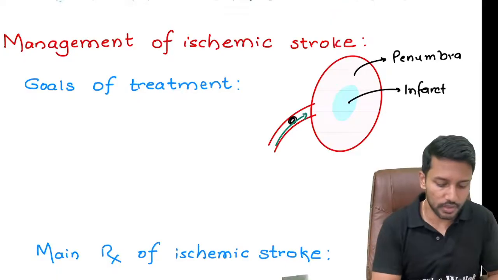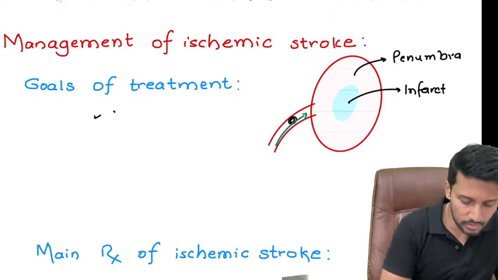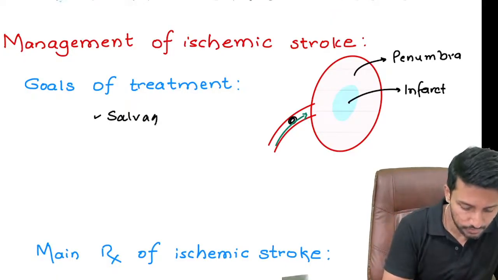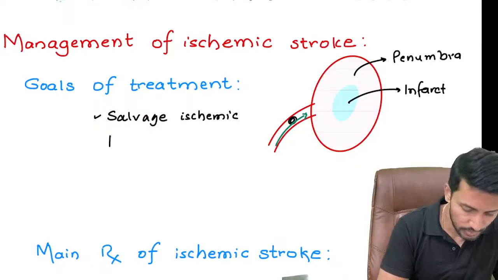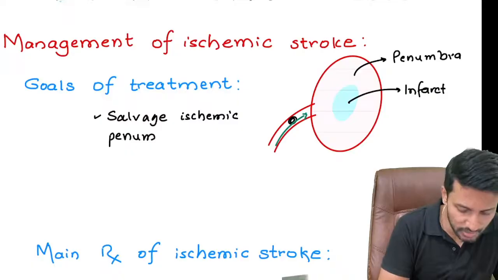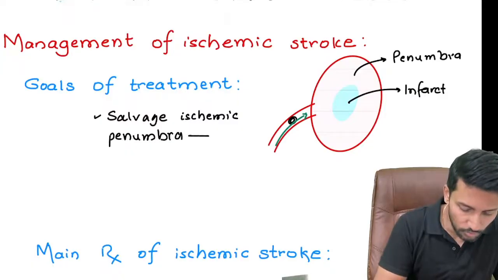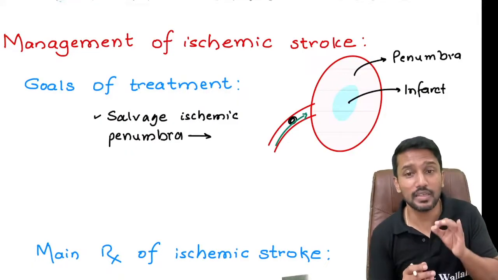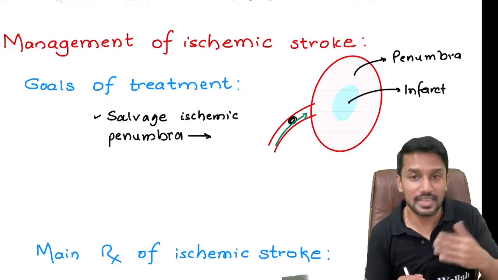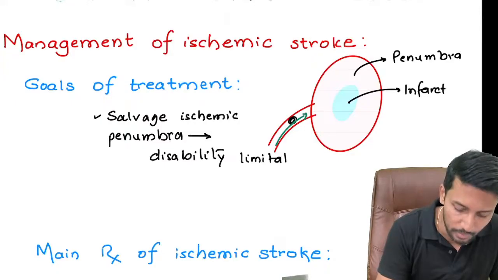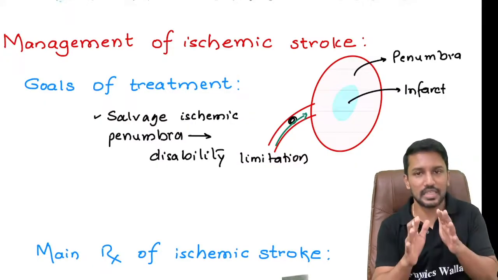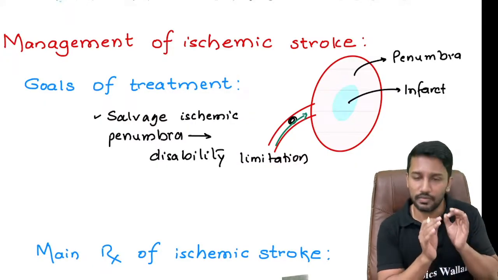So if I ask you what are the goals of treatment, it is to salvage the ischemic penumbra. And when I salvage the ischemic penumbra, the outcome is that I can expect improvement in patients' disabilities, or thus I can say there is a possibility of disability limitation. So the main goal of treatment is to limit the disabilities by saving as much brain tissue as we can save.